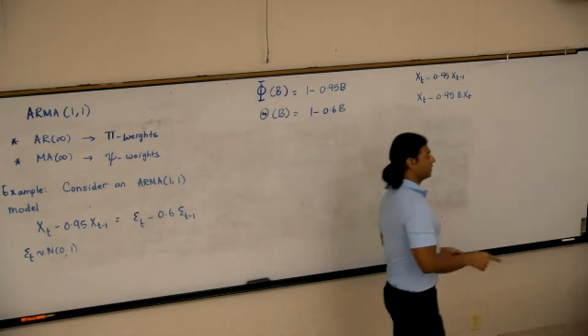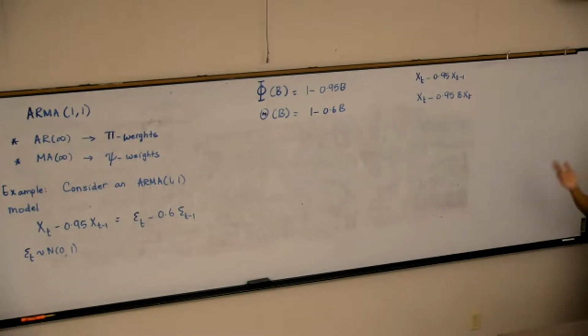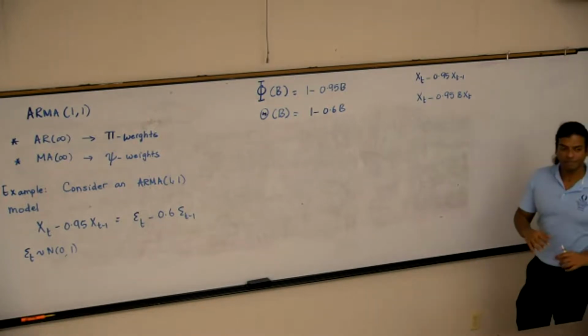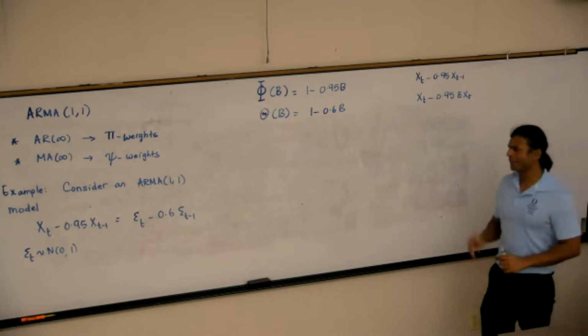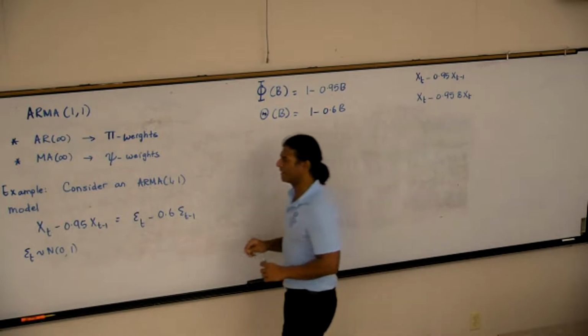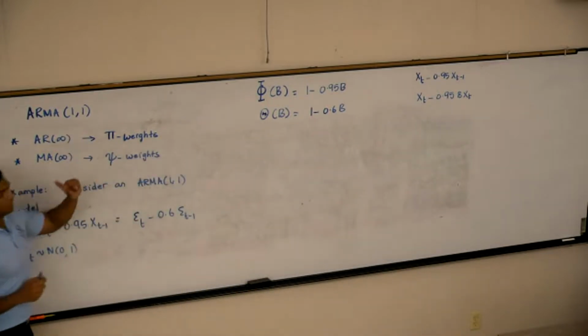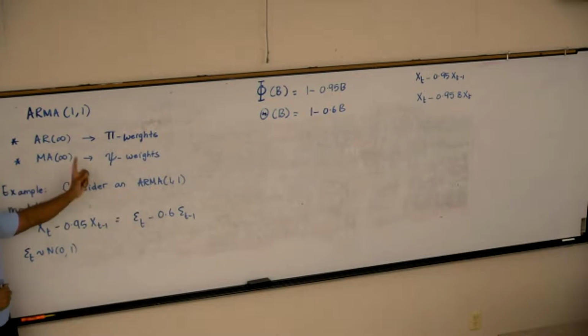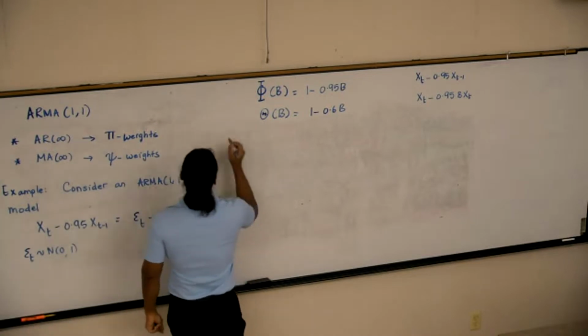Of course, I could do phi of B divided by theta of B, or theta of B divided by phi of B, to find the pi weights, psi weights, and all that. But it's not necessary, because we derived an expression for the pi weights. We derived an expression for the psi weights. So let's see.